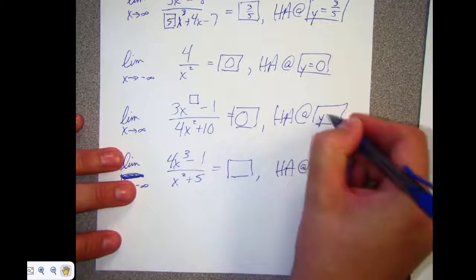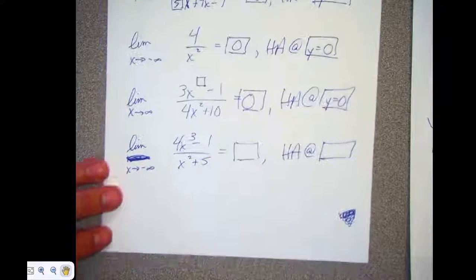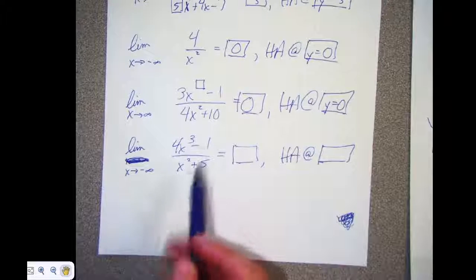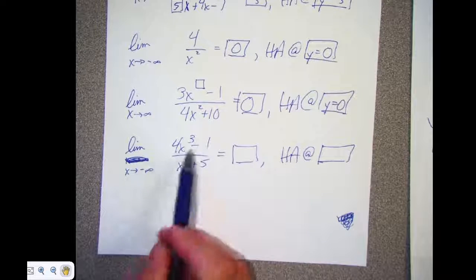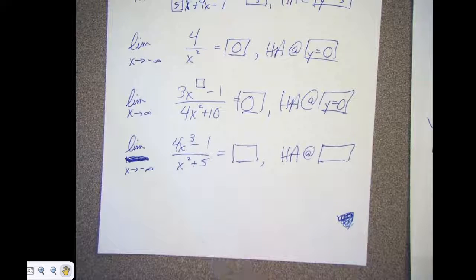And then the horizontal asymptote would be y equals 2. Negative infinity and higher powers on top, so my answer is either going to be positive or negative infinity, but I've got to think through the positive and negative signs.